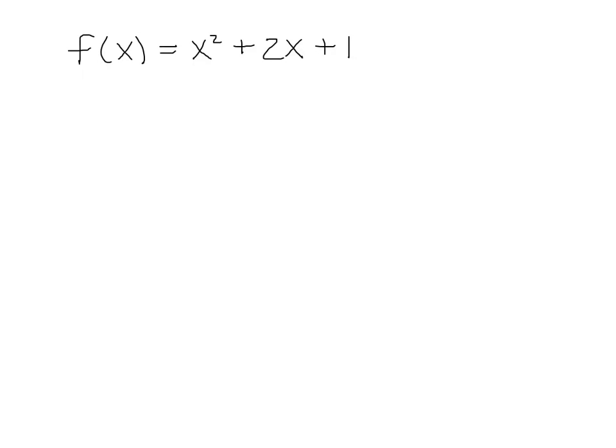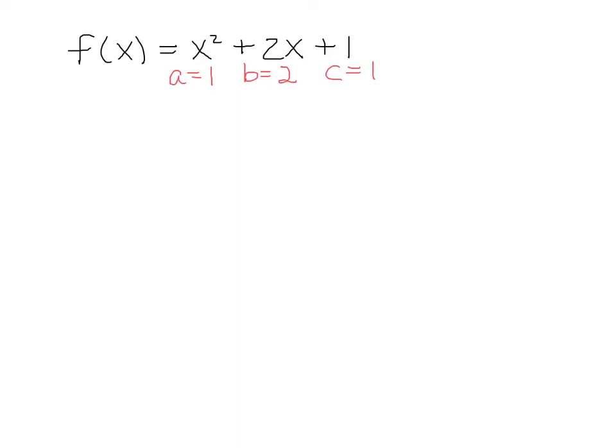So we'll start, as we almost always do with quadratics, by identifying our a, which in this case is 1, the coefficient of the quadratic term; the b, which is 2, the coefficient of the linear term; and c, which is 1, because we will use these values throughout.